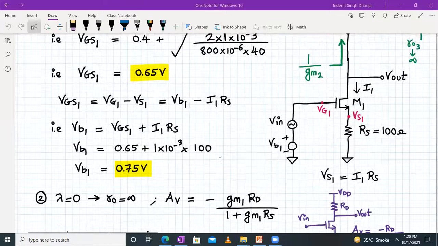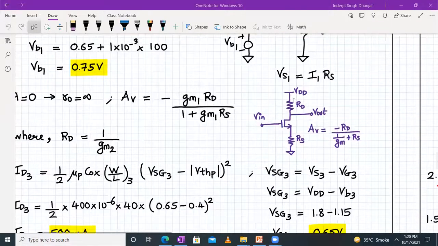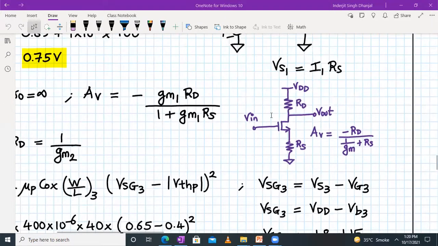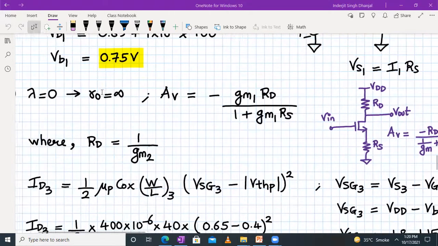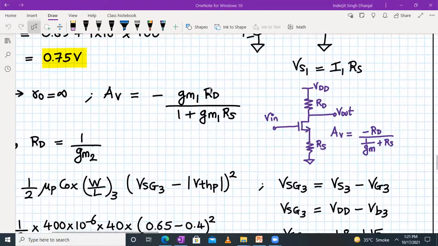So if you look carefully, this circuit looks like a common source amplifier with source degeneration like this, right? And what's the formula for this? Av is equal to minus RD divided by 1 upon gm plus RS. We have derived a formula for a common source amplifier with source degeneration. Now that's why we can write this as, because lambda is 0, so ro will be infinity. So Av is nothing but minus gm.